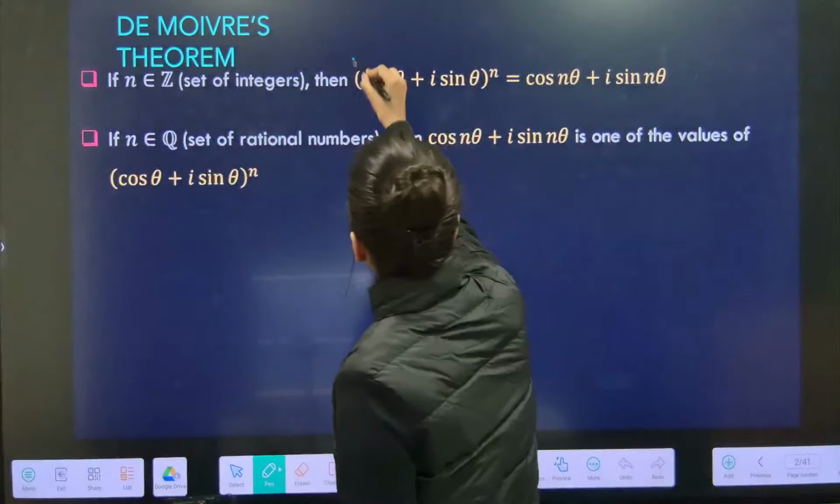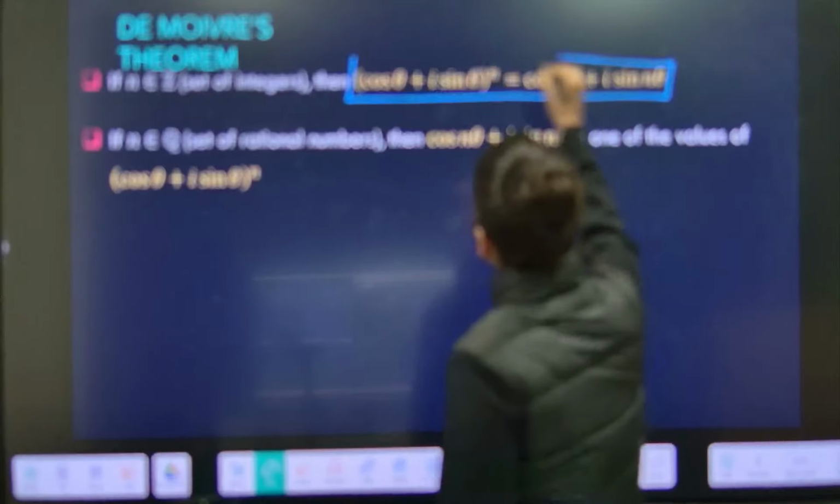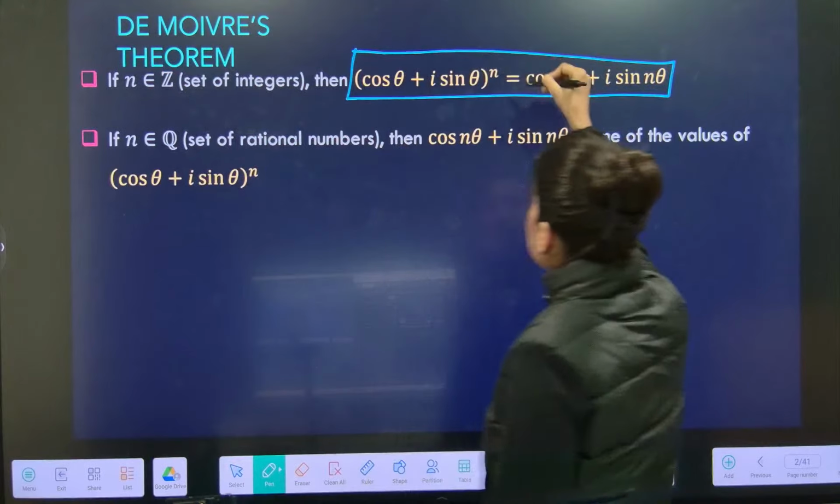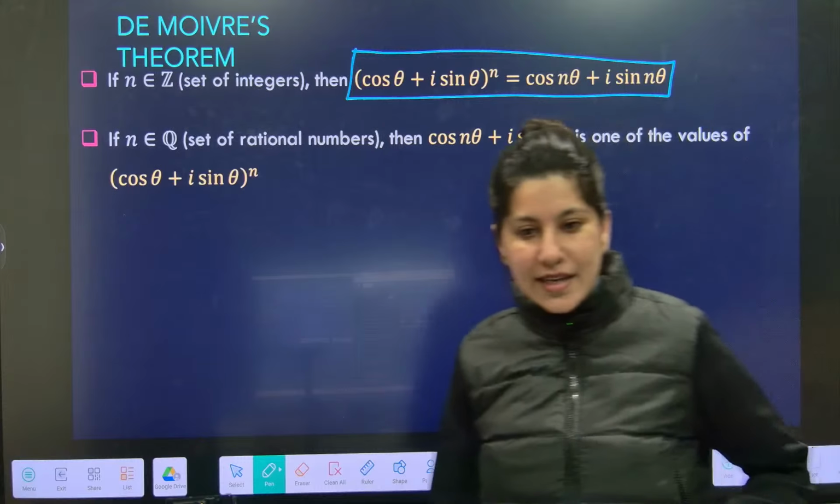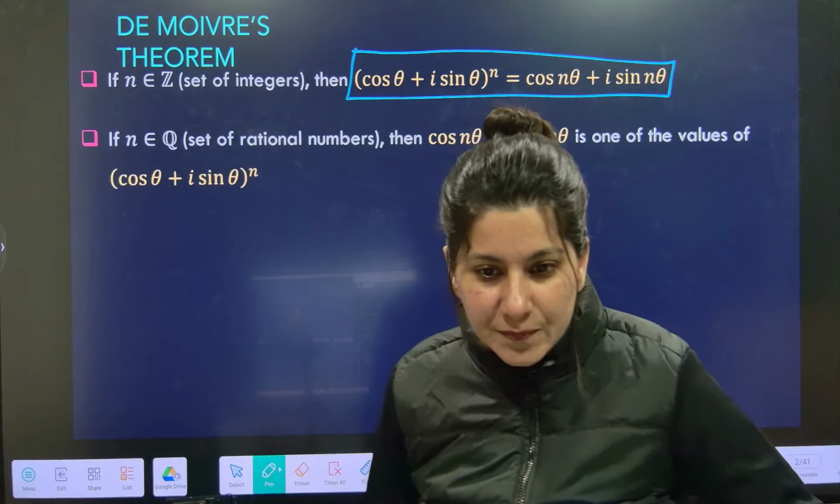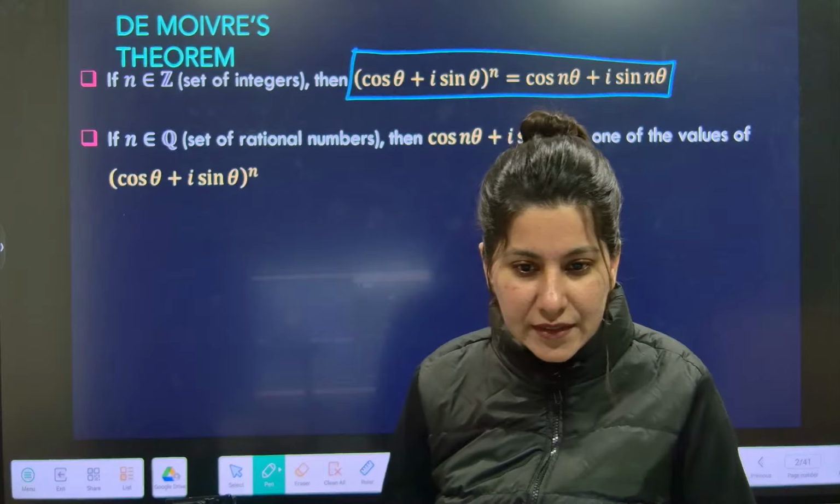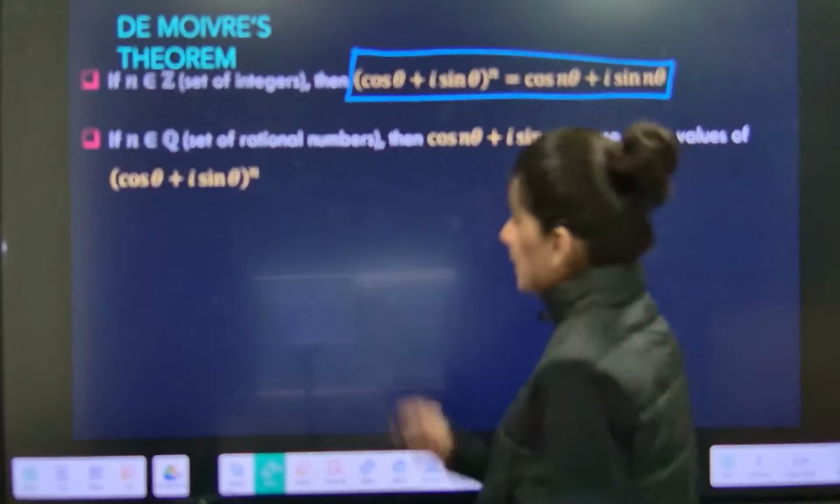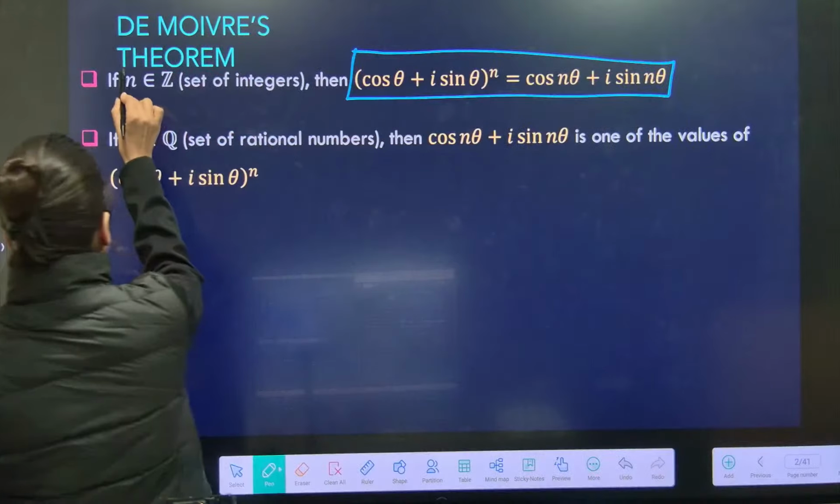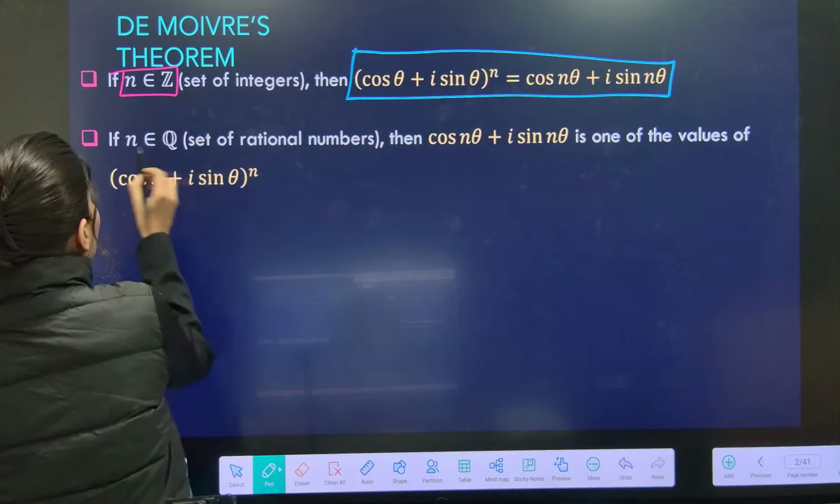Okay, so this is what I have already proved, that (cos theta + i sin theta)^n is nothing but cos n theta + i sin n theta. Okay, all right, yes. Now, again, this is for integers, if n is an integer.